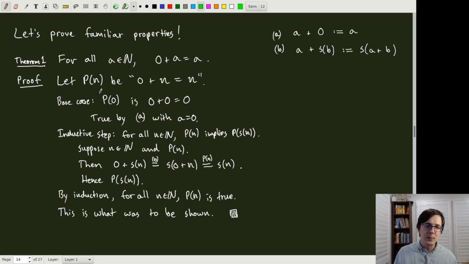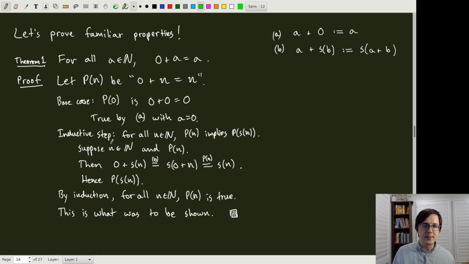Okay, so we're going to apply induction, so we need to know what our property is going to be, or what our statement is going to be. So P of n is the statement 0 plus n equals n. And that's what we want to prove is true for every n, because that is exactly what we're trying to prove for the theorem. So the base case, that is when n is 0, and P of 0, substituting 0 in for n, is 0 plus 0 equals 0. So if we look up at definition a, a plus 0 equals a for every a. So if we substitute in 0, that's definitely true, so the base case holds.